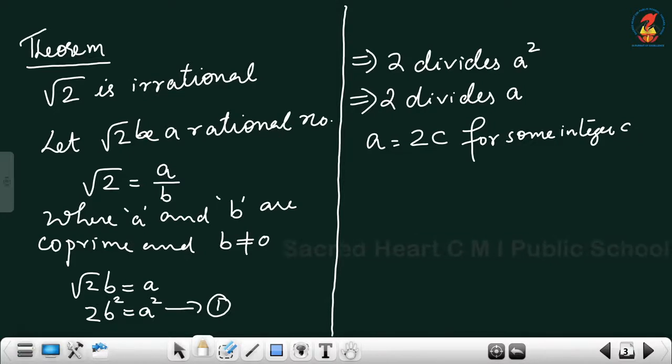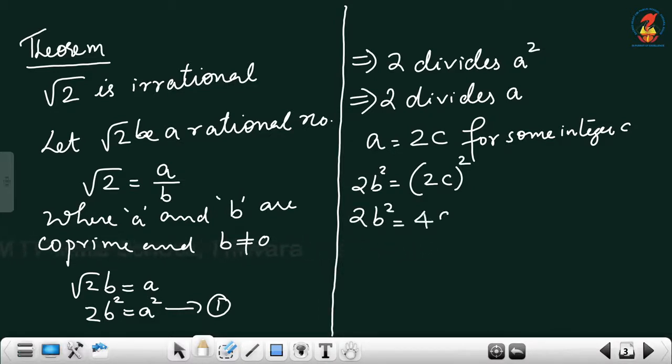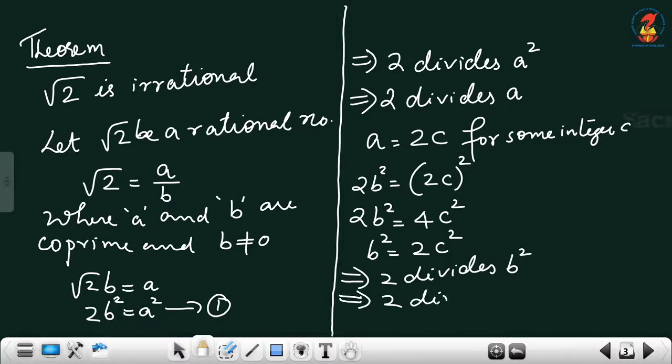Substitute this in equation 1. So 2b square is equal to, instead of a square we can write 2c whole square. So 2b square is equal to 4c square. So b square is equal to 2c square. This means that 2 divides b square. If 2 divides b square, we can say 2 divides b. So 2 divides a and 2 divides b. So 2 is a common factor of a and b.